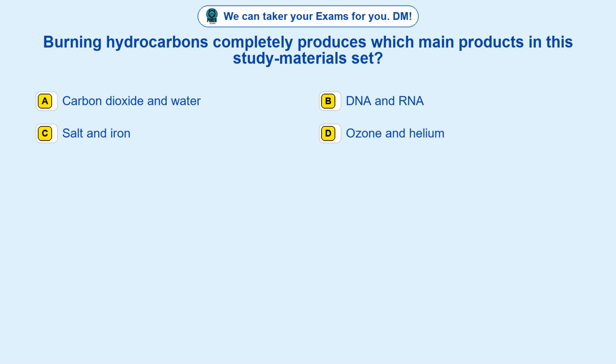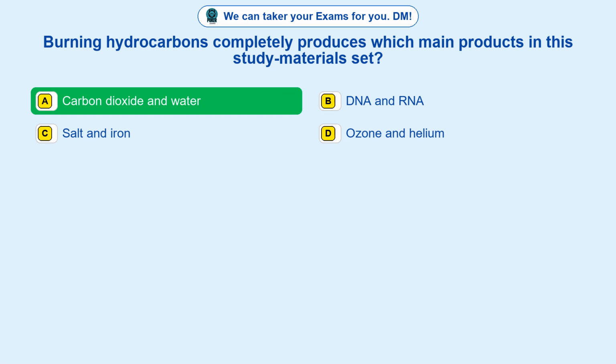Question 55. Burning hydrocarbons completely produces which main products in this study material set? Option A, carbon dioxide and water. Option B, DNA and RNA. Option C, salt and iron. Option D, ozone and helium. The correct answer is option A, carbon dioxide and water.